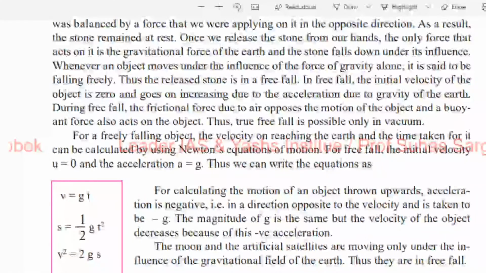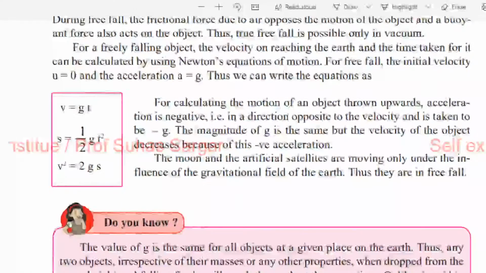For calculating the motion of an object thrown upwards, the acceleration is negative, that is, in a direction opposite to the velocity, and is taken to be g. The magnitude of g is the same, but the velocity of the object decreases because of this acceleration. The moon and the artificial satellites are moving only under the influence of the gravitational field of the earth. Thus they are in free fall.